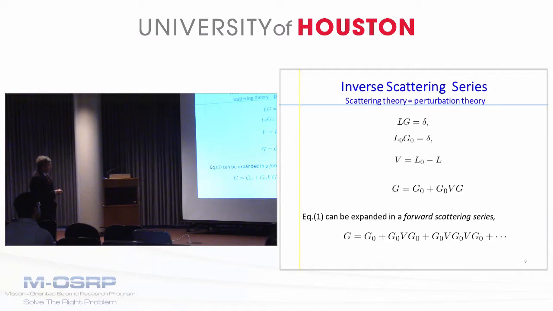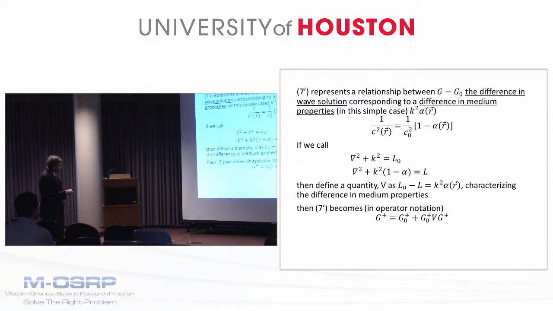Now, it's also convenient to write G minus G0 as some scattered wave, meaning it's the part of the total wave that's due to the difference in properties, okay? This equation here is an operator identity that you can think of as justified by that on the bottom, yes? With this simple acoustic thing, yes?